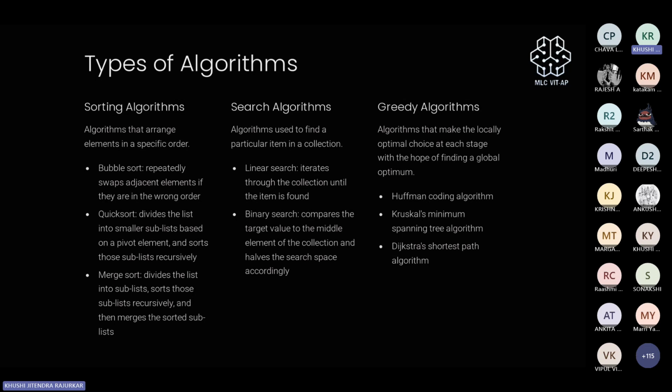finds the solution. Then we have our greedy algorithms, which find the optimal solution using different kinds of algorithms. We have the Huffman coding algorithm, Kruskal algorithm, Dijkstra algorithm. So greedy algorithms are used in AI to find the most optimum solution in a very short span of time.